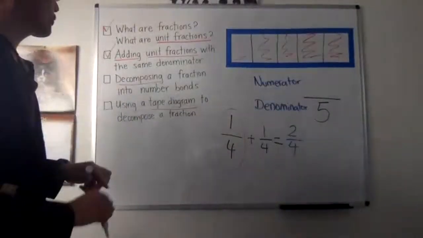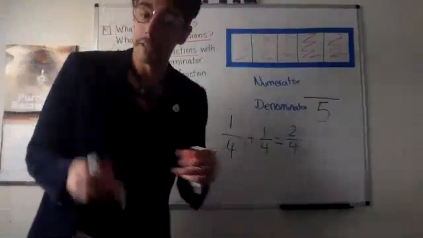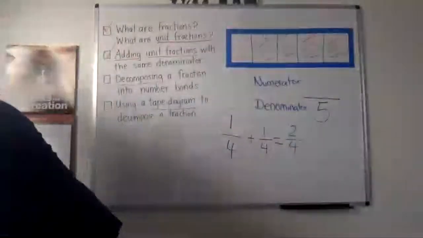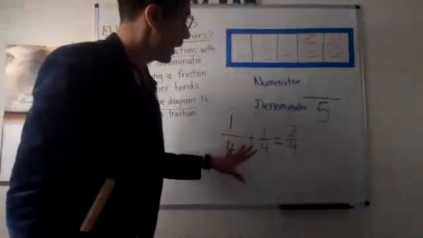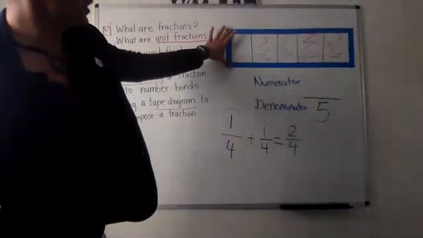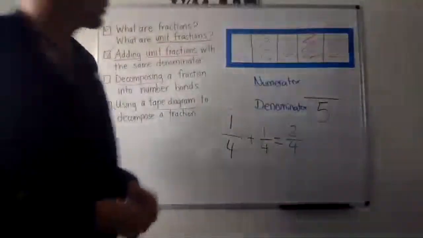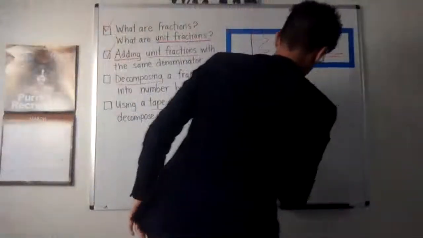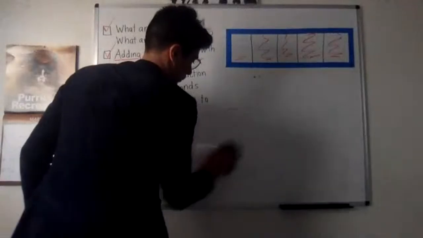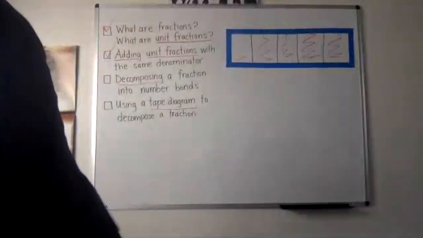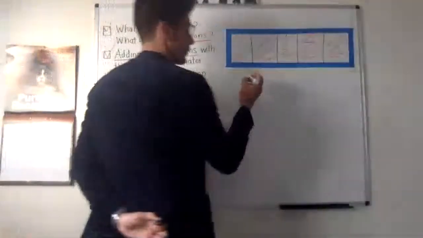Now let's decompose a fraction with number bonds. We're going to decompose a fraction using number bonds. Now, let's think back on this fraction right here. And I'm going to write it down as well. First, I'm going to erase all of this. I'll stick with this fraction right here. Here I have 5/5.